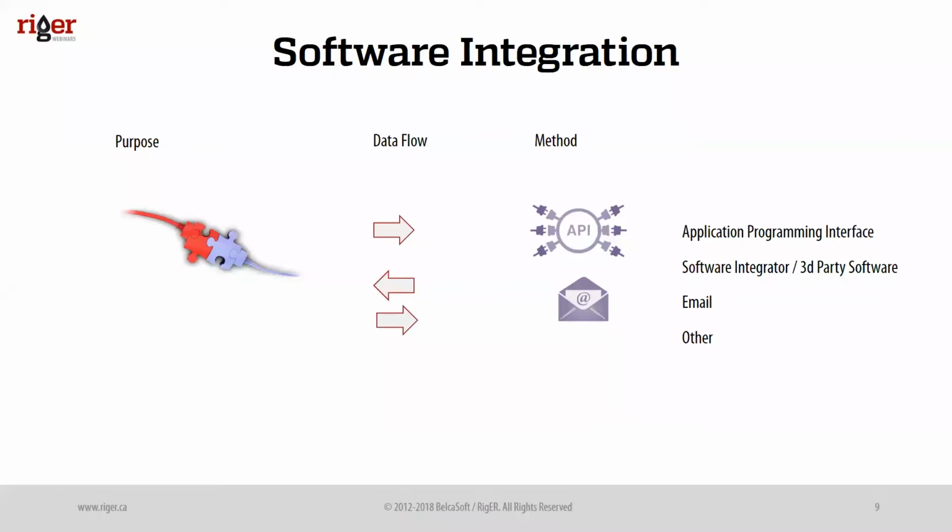There are lots of different methods of integration. The most popular and most advanced is the application programming interface, where the software builds a specific list of fields where you can fill out and put all the necessary information in a particular manner. It could be email integration. It could be integration with third-party integrators and third-party software. There are different methods, so when we talk about integration, we need to understand those three things.